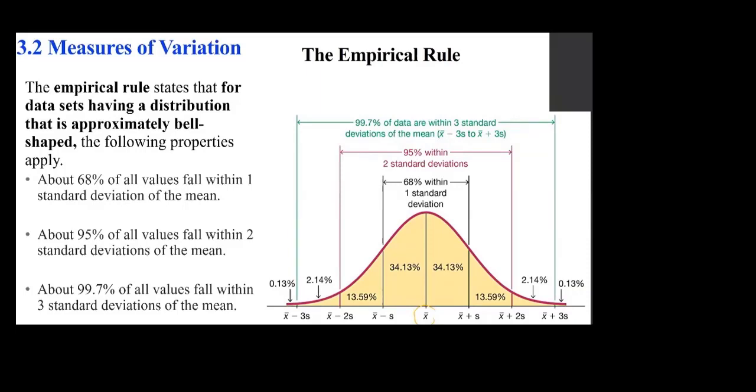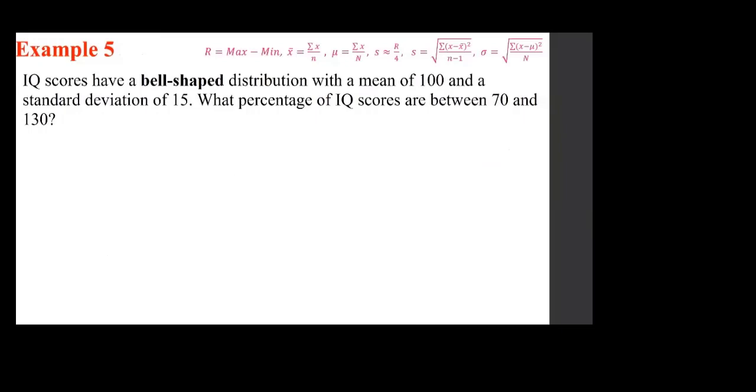If you want to target more than that, if you go within 3 standard deviations, you cover almost everyone, 99.7%. So that is really an important piece of information, and you're supposed to know those values. IQ scores have a bell shape, so it is mentioned that you are dealing with an empirical rule.